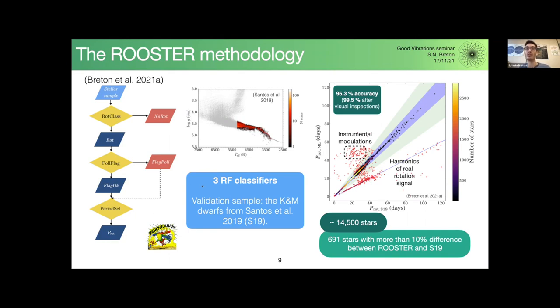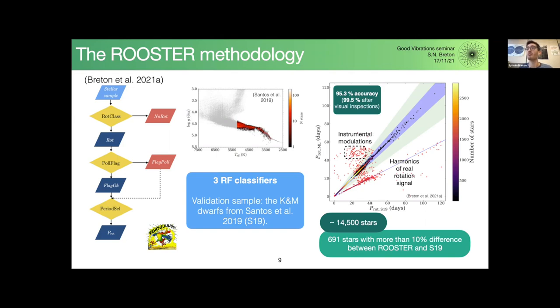To validate the method, I used the KM dwarf sample from Santos et al. 2019. So this is about 25,000 stars, among which around 15,000 have rotation period. When we apply ROOSTER blindly on this sample, we get a 95% accuracy for retrieving the rotation period.